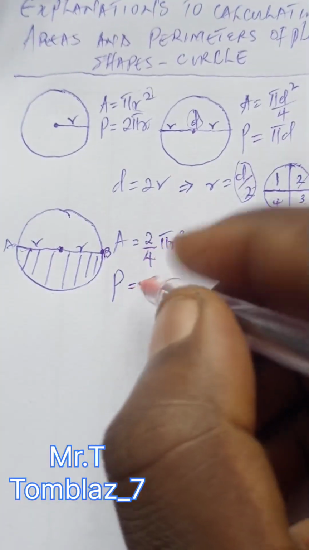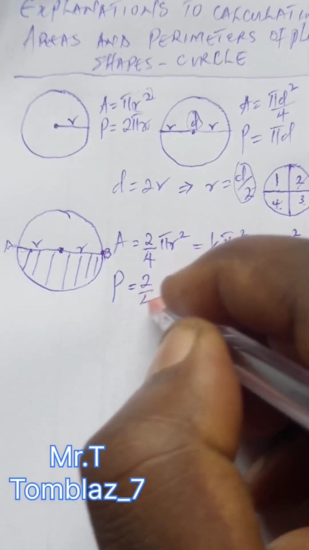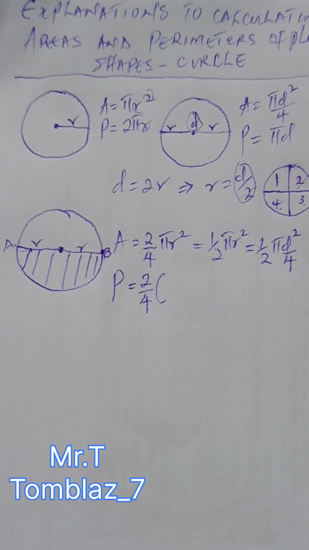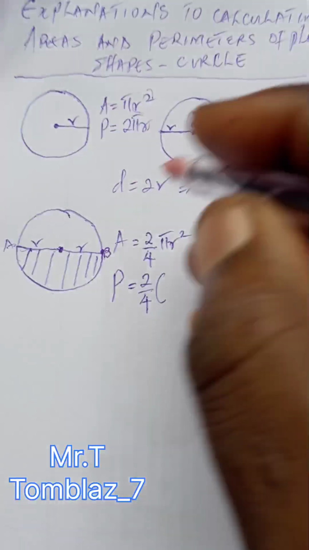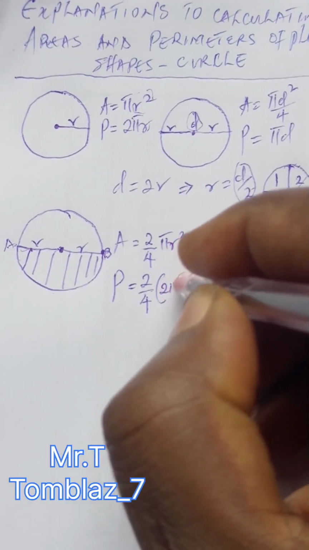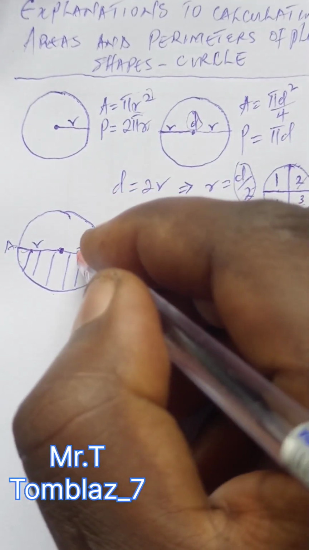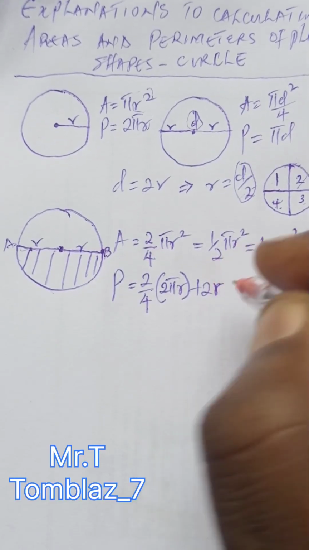So how do we get that? Remember, this is divided into two halves, so it will be 2/4. Then what is the formula for the perimeter of a circle? It still remains 2 pi r, right? Then with the two radii, you have plus 2r.